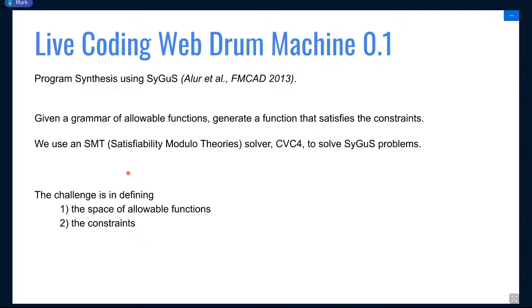So this falls into a space known as SMT solvers, or satisfiability modulo theories. It's kind of like SAT solving, if anybody came across that. And so there's one tool called CVC4 that allows us to use this SMT solver to solve these SyGuS problems. And so the main challenge is actually not quite so much in how synthesis happens, but in defining the space of allowable functions and the constraints.